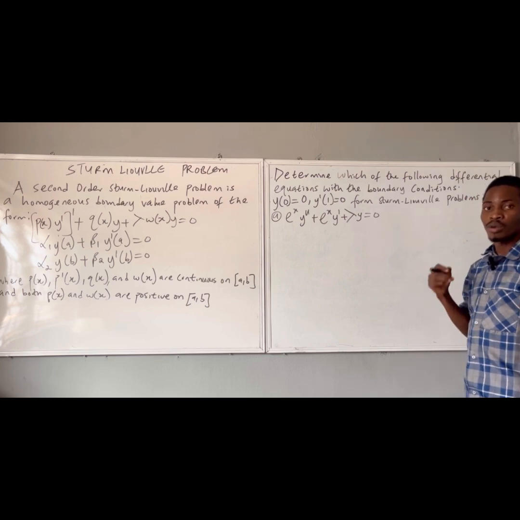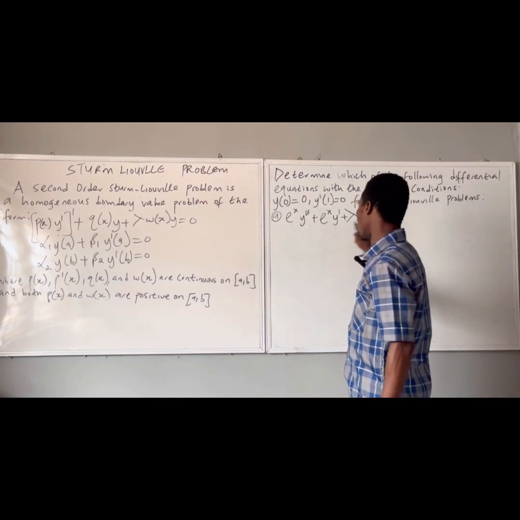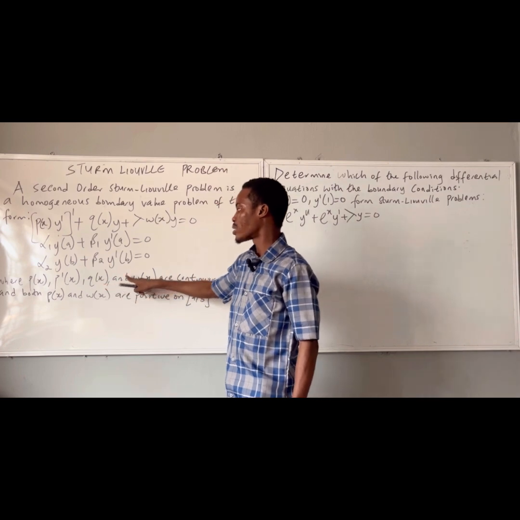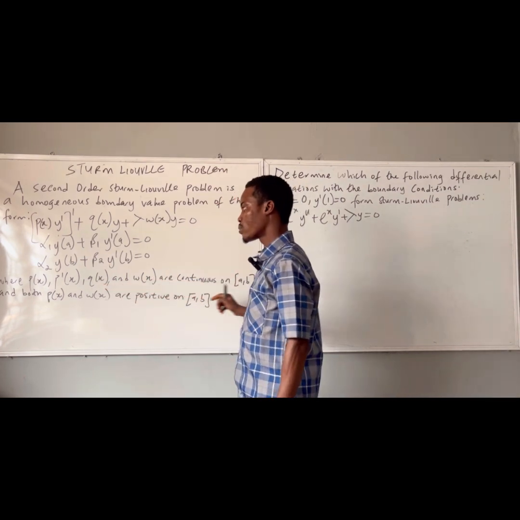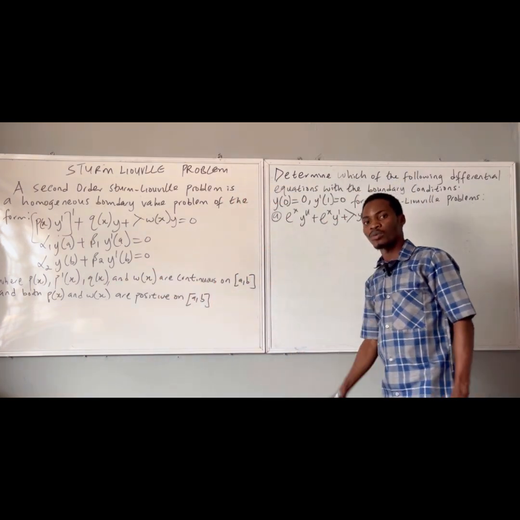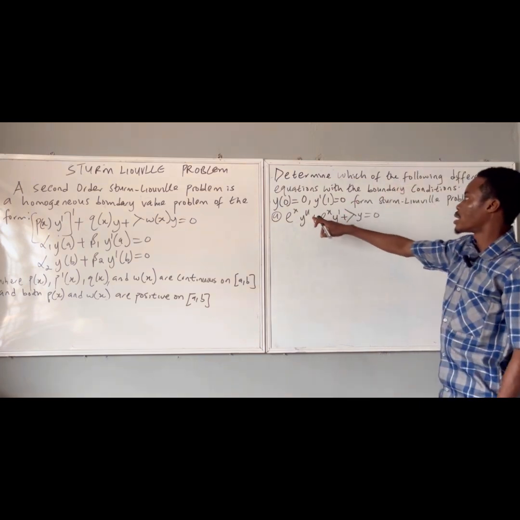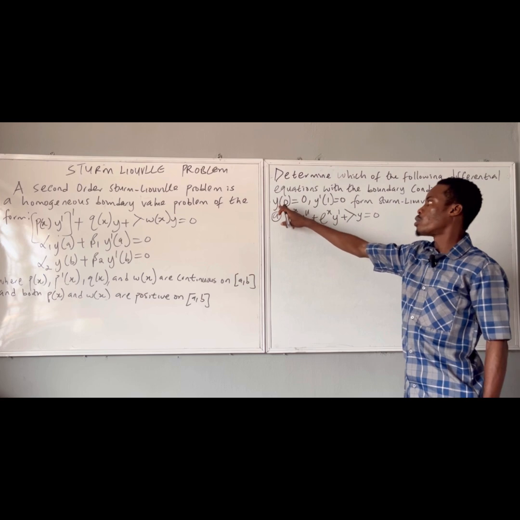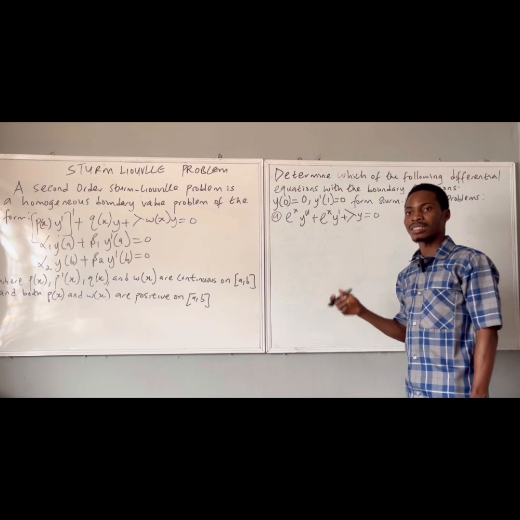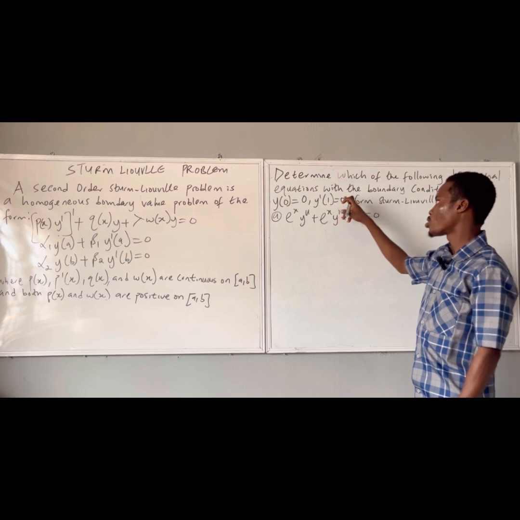When we talk about a Sturm Liouville problem, it means it must be in this form. If it satisfies this, and all of these are continuous, that is p of x, p prime of x, q of x and w of x are continuous on a comma b, and both p of x and w of x are positive on a comma b, then it is a Sturm Liouville problem. You can see that we have our boundary conditions, y of 0 is equal to 0, y prime of 1 is equal to 0. So it means it is continuous on 0 and 1.